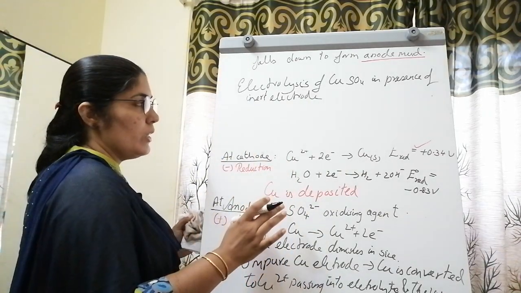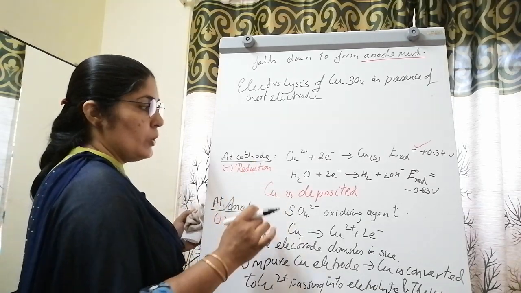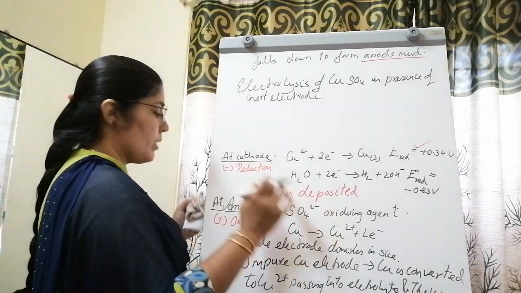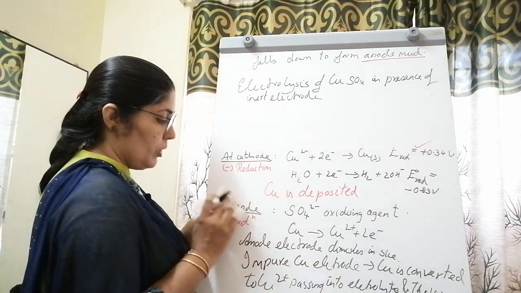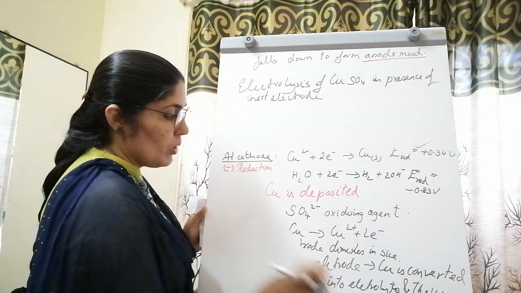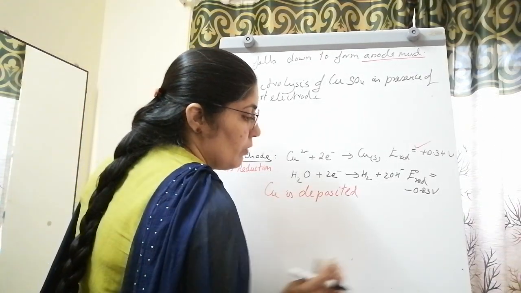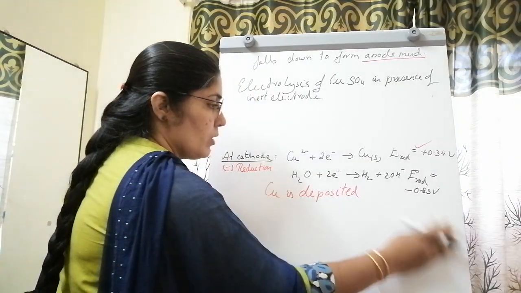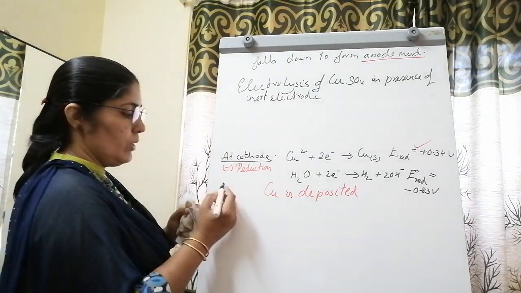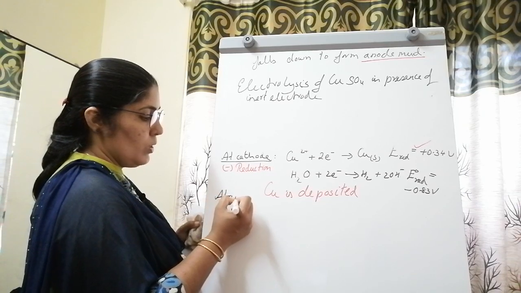So in the case of inert electrode, I already told you that at cathode the same reaction is repeated. At cathode there will be no change. But when we come to the concept of anode, there definitely will be a change. So let's just look on to the case of the anode. So at anode, what is going to happen?